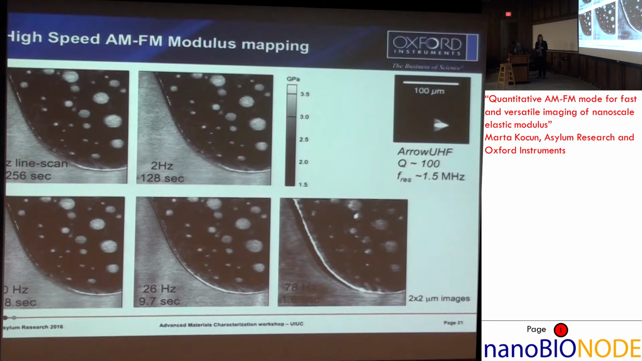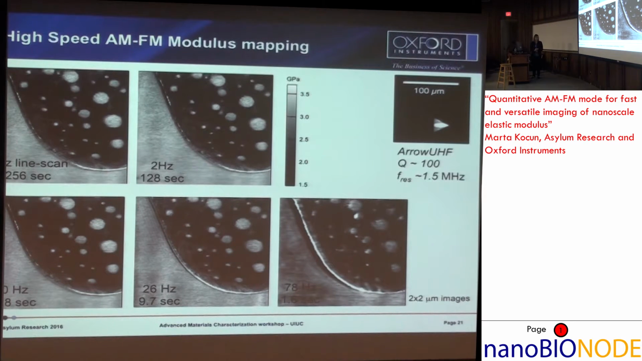You can go faster, 2 Hertz. And for the image on the bottom left, we're going 10 Hertz, and you can still see the same contrast. And you can even see, what I mentioned before, some crystallites. So even though you're going really fast, you're seeing the contrast in modulus, but you're also seeing the small features of the sample.